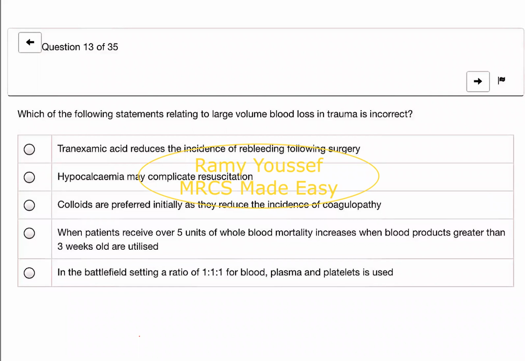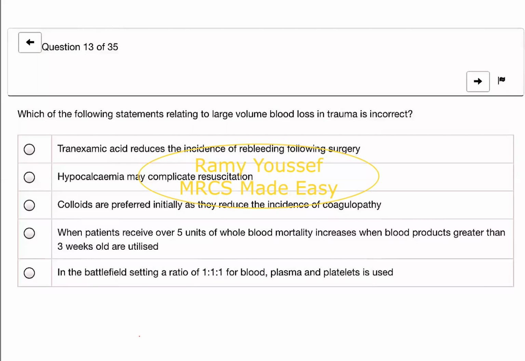The first one is right. The second one is a common complication of blood transfusion or resuscitation. The third one, colloid is not what we initially use. We want to replace the blood loss. If we give crystalloid and there is no response, we go for fresh blood. The fourth one is right. And the last one, this is the ratio we usually use. So I'm going with C. C. Okay.